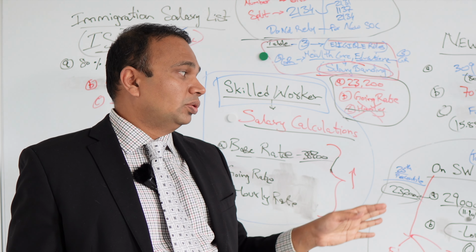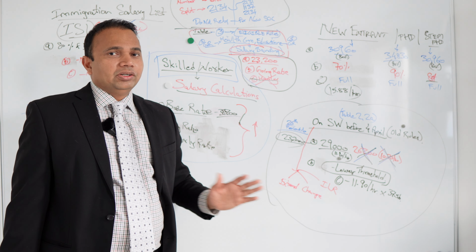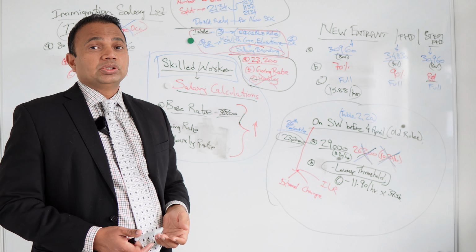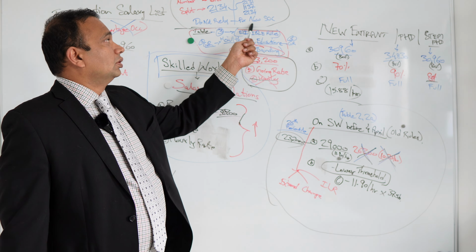Do not rely on the old job code if you are already on a skilled worker visa and you're trying to do another application. If you're an employer trying to continue sponsoring the migrant, just don't rely on the old job code to decide the new job code. Look at the job description, look at the code splits and accordingly decide.